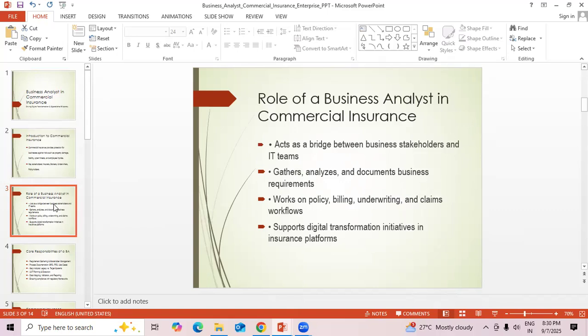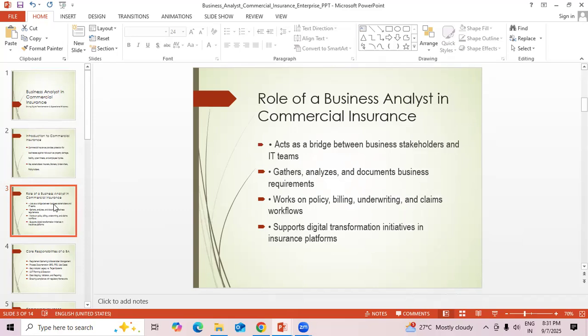Next, we need to focus on understanding the different workflow processes in commercial insurance. Of course, in P&C commercial insurance, something like policy administration, policy process, how billing takes place, how underwriting takes place, how claims take place. That kind of understanding must be known by any BA.